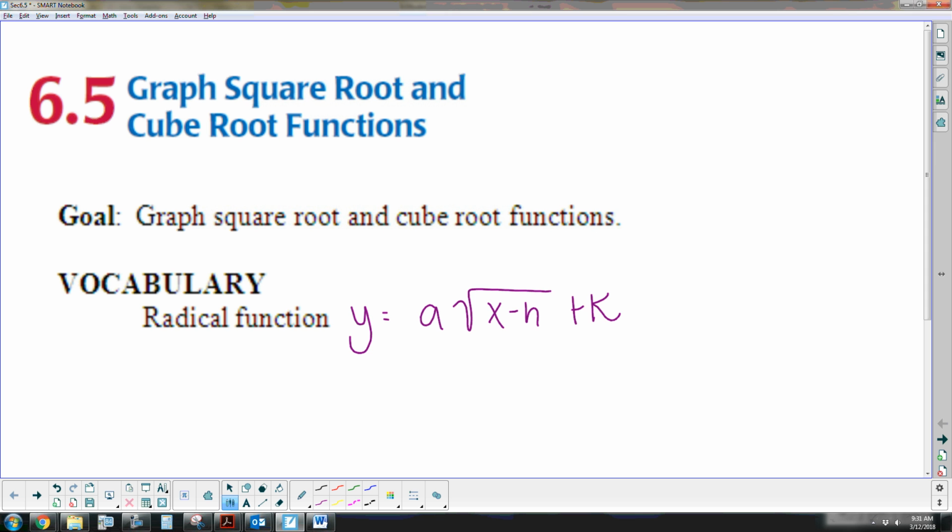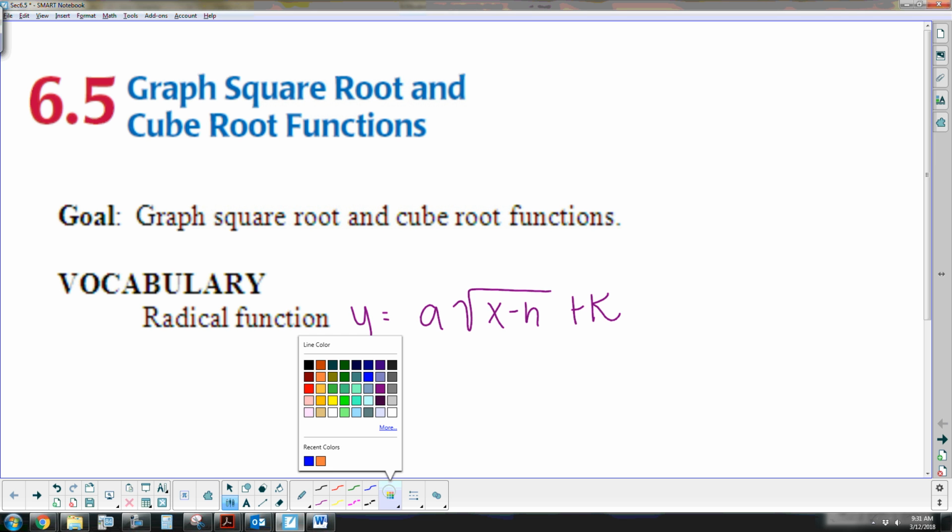If you think of the vertex of an absolute value function, you have h and k. Well, in this radical function, we also have an h and a k. And in your absolute value functions, think back to what the h and the k represented in your vertex. The h stood for the x coordinate, and the k stood for the y coordinate. So h would be your horizontal coordinate, and k would be your vertical coordinate.